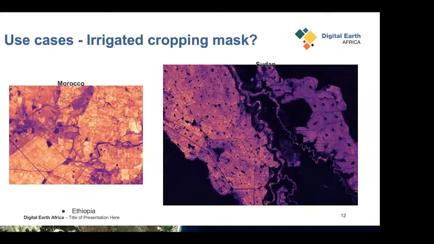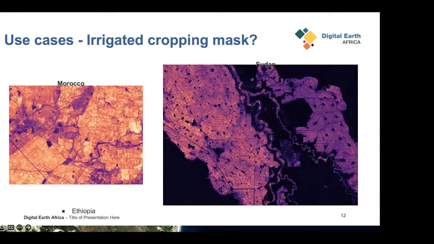And one of the use cases that you can also think of using will be the irrigated cropping mask. So this is for Ethiopia, whereby by combining all the products available, the crop masks and the NDVI anomaly, you'll be able to work on something in relation to the irrigated crop mask.